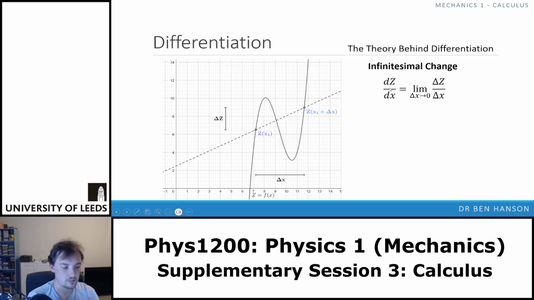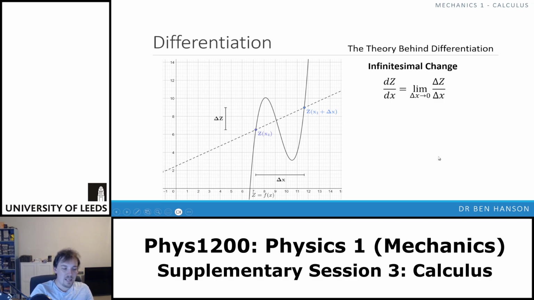We're defining this. We're inventing calculus, just like Isaac Newton and Gottfried Leibniz did, roughly at the same time. We're going to invent this mathematical tool in order to do the physics that we need to do. We're going to say that dz by dx, which is just a notation, the derivative of this function z with respect to x, is equal to the limit as delta x tends to 0 of delta z on delta x. So what does that mean, this idea of a limit?